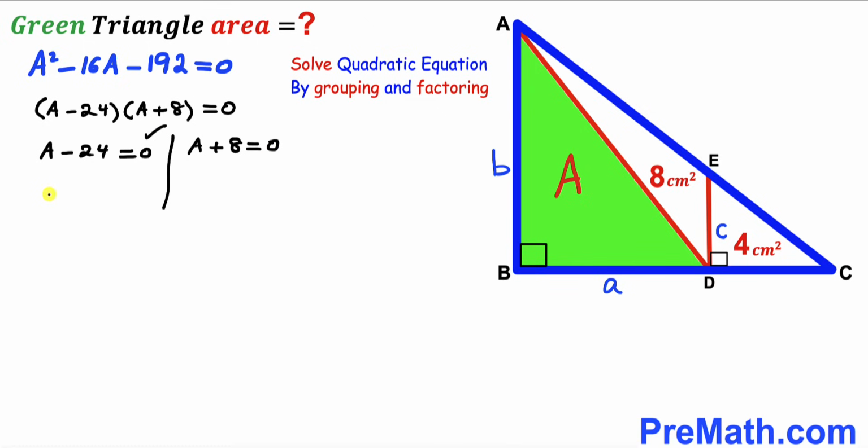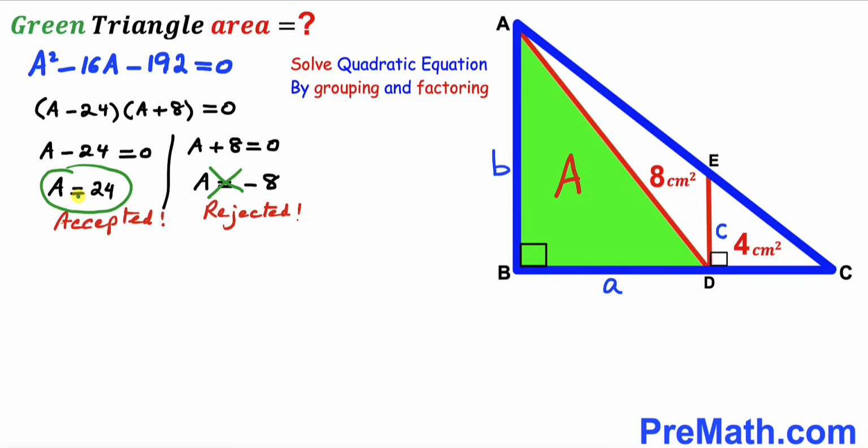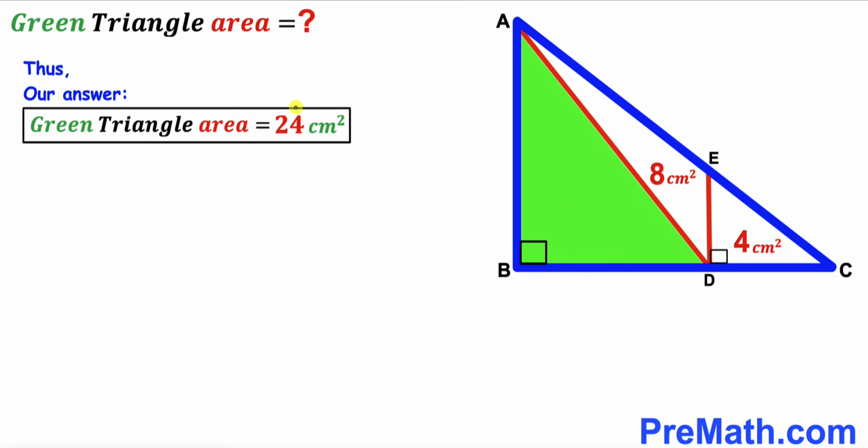For this first equation, A equals positive 24. And for this second equation, A is going to be equal to negative 8. And now we can see the area A cannot be a negative number, so this is not feasible. So therefore we are going to reject this negative value and we are going to accept A equals positive 24. So thus the area of this green shaded triangle turns out to be 24 centimeter square. In other words, this green shaded triangle area is going to be 24 centimeter square. And that's our final answer.